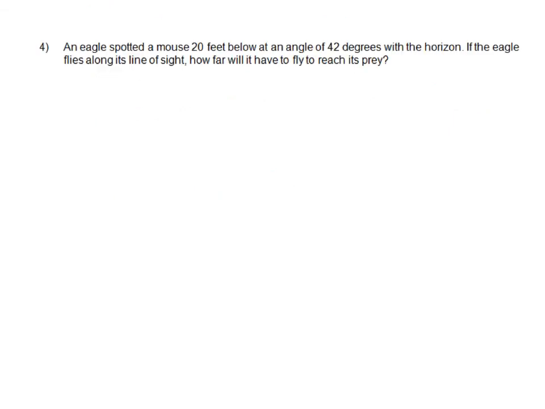Example 4. An eagle spotted a mouse 20 feet below at an angle of 42 degrees with the horizon. If the eagle flies along its line of sight, how far will it have to fly to reach its prey? All right, so we've got an eagle flying in the sky. Pretend that's an eagle off in the distance, so that's what it looks like to us. And then we've got our ground, and we've got this little mouse down here, something like that.